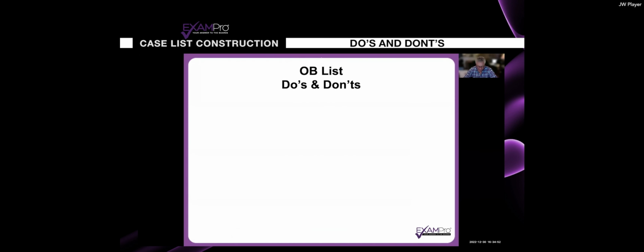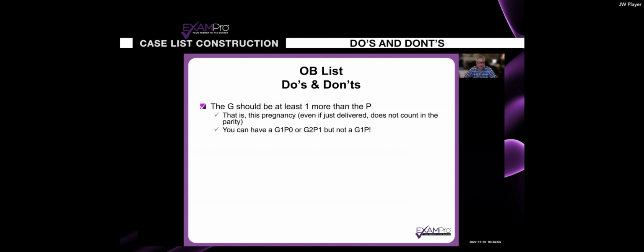Okay, OB do's and don'ts. I think this is where I got fancy with the blend-in. So the gravida should be one more than the para. So I really don't like to see patients on people's lists that are G1, P1s in the OB section, assuming they're pregnant. Now, if the patient just delivered and you're listing her as a G1, P1 because it says SVD on there, that doesn't fly. The patient really should be at least 6 weeks beyond before you would add the parity in from a list standpoint.